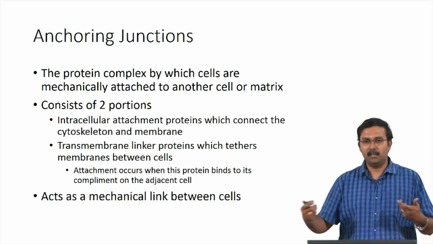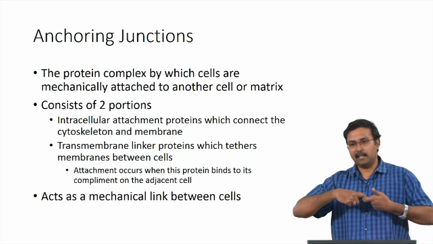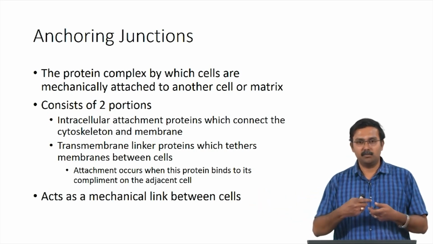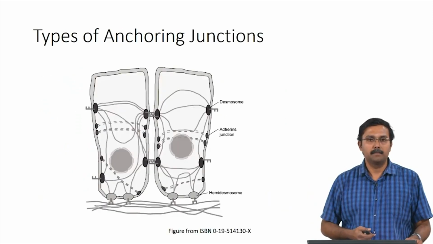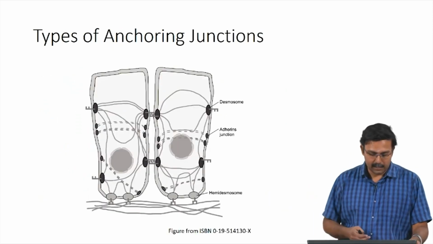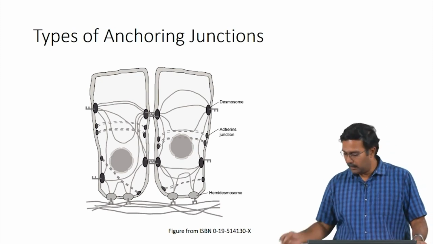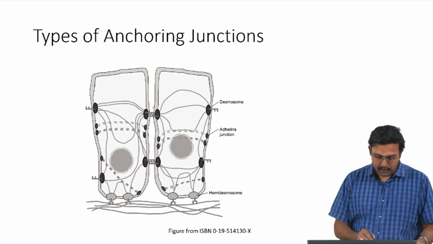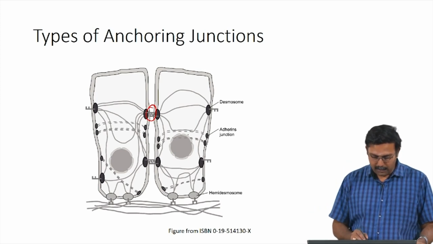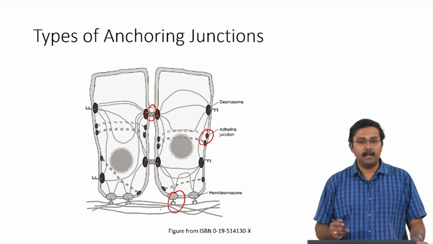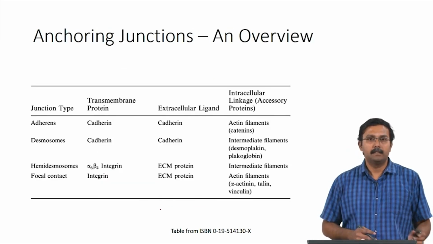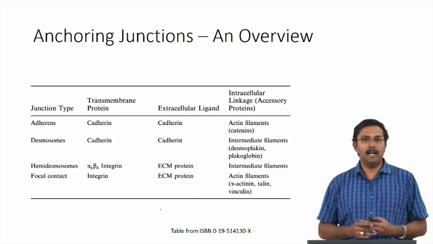So, this is now connected to the cell transmembrane protein, and then there are intracellular attachment proteins which connect it to the cytoskeleton. So, it is now kind of hooked to the surface. These are some of the anchoring junctions. As you can see, there are some of these shown here. You have the desmosomes, you have adherens junctions, and you have the hemidesmosomes. So, these are the different anchoring junctions which can be formed. This is the overview of the anchoring junctions.